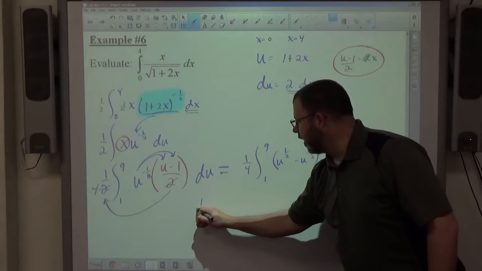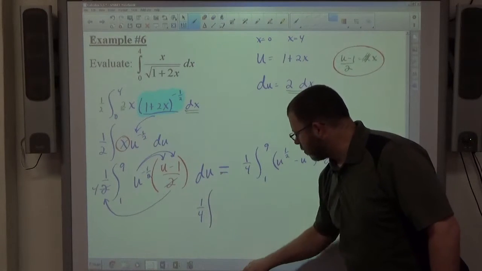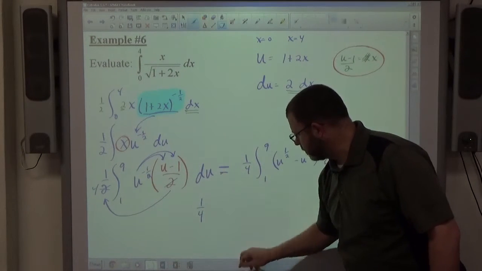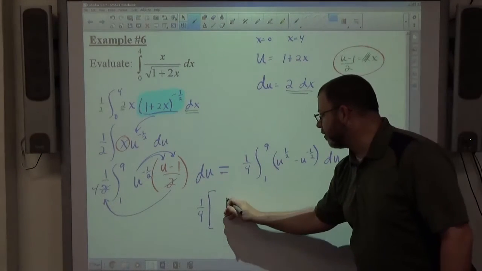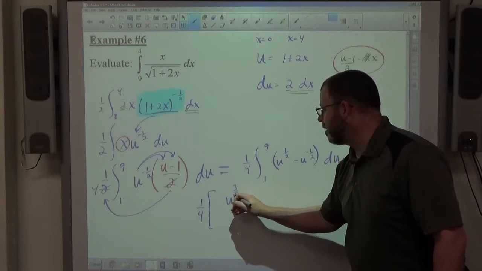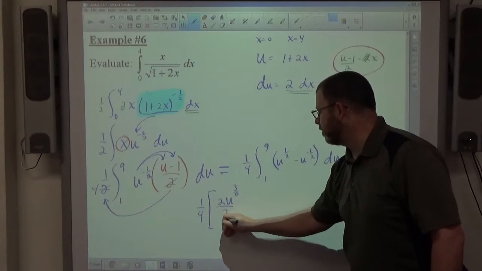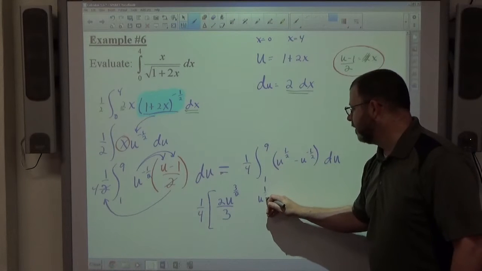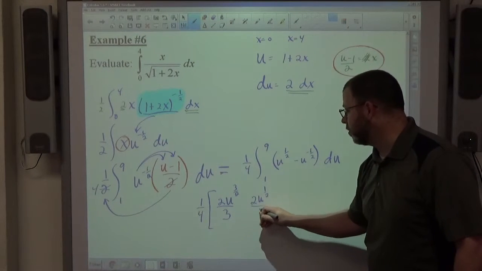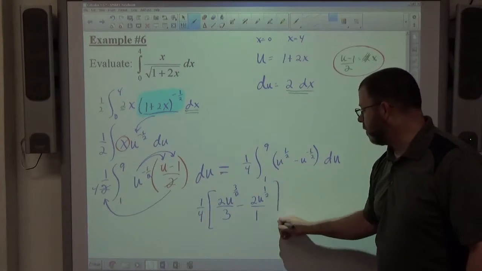So if I just do the antiderivative as a power rule, our antiderivative of u to the half is u to the 3 halves divided by 3 halves, better known as times 2/3. And the antiderivative of u to the negative 1/2 is u to the positive 1/2 divided by 1/2, which is times 2. And it's minus that, and we're going from 1 to 9.